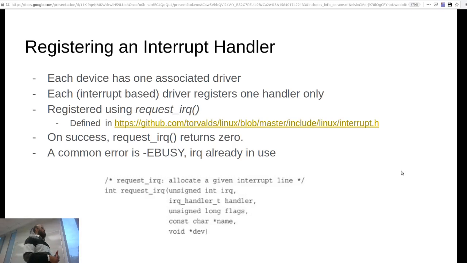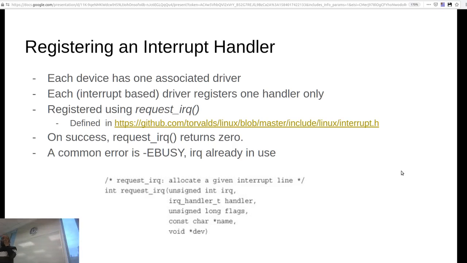On success, and this is basically done using something called request_irq, defined in linux/interrupt.h, where most of the definitions for interrupt handling are done, request_irq returns 0, basically saying that, okay, I have registered this interrupt handler to the kernel now. So now the device can run. Okay? A common error is EBUSY, which basically says that your IRQ is already in use, which means that this line or this number is already in use.